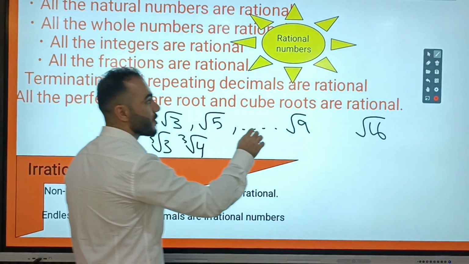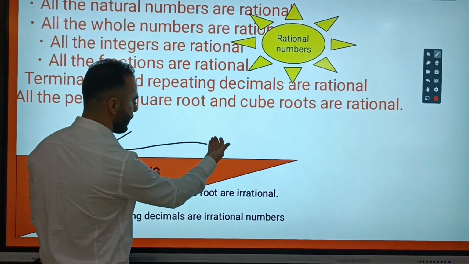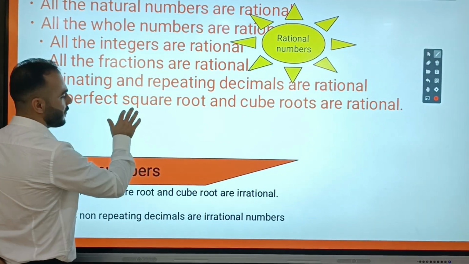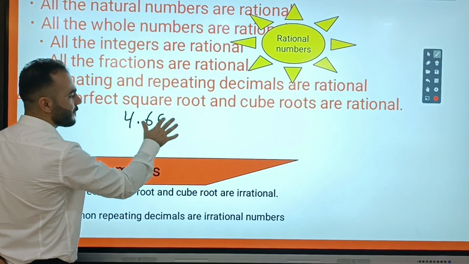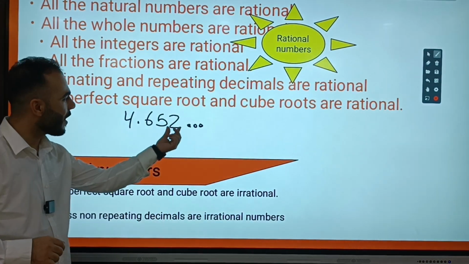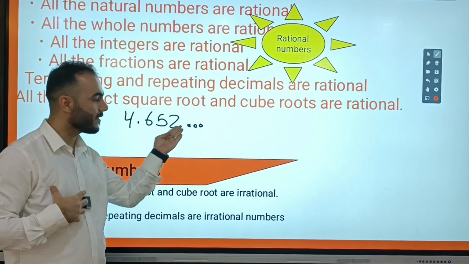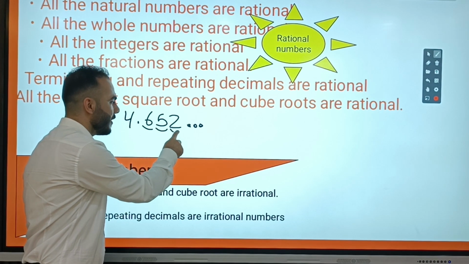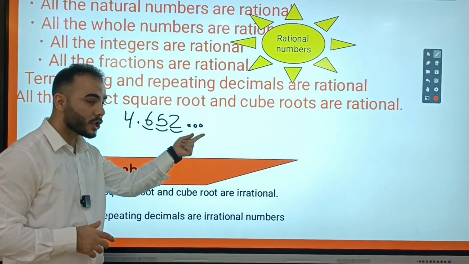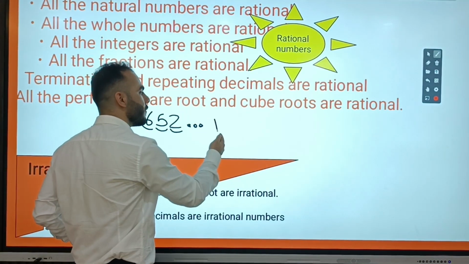Okay, so let's give some examples for this one as well. Endless, not repeating. How are we going to show this kind of number? For instance, if we have 4.652 and there will be 3 dots here. These 3 dots tell us that this number doesn't have an end. It's endless, and since no digit is repeating, we are going to say that this decimal number is an endless, not repeating decimal. And these types of numbers are irrational numbers.